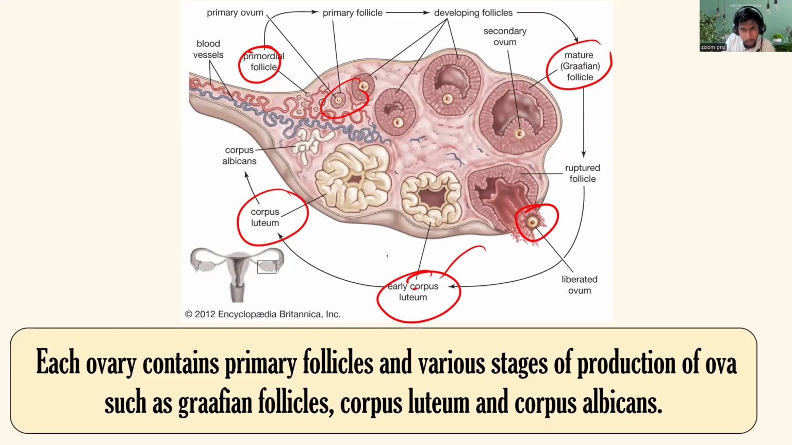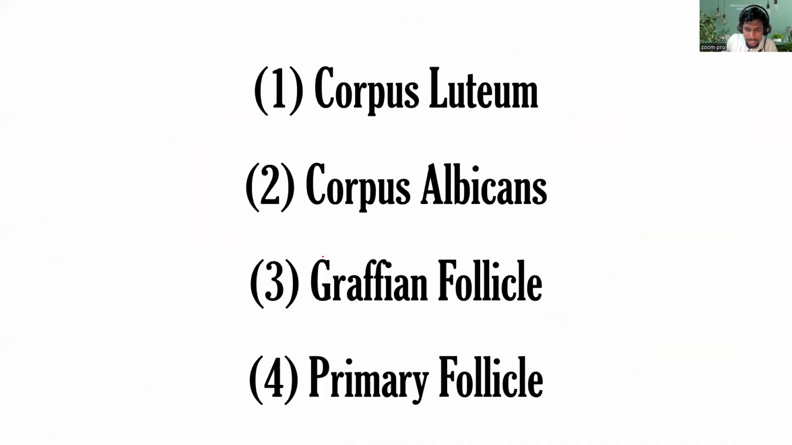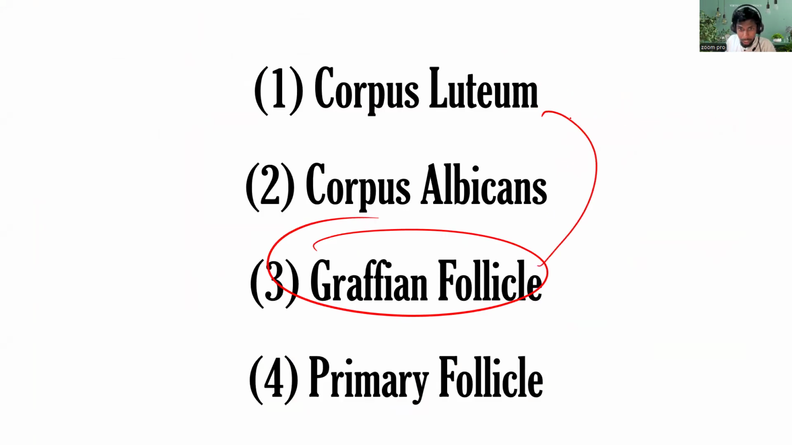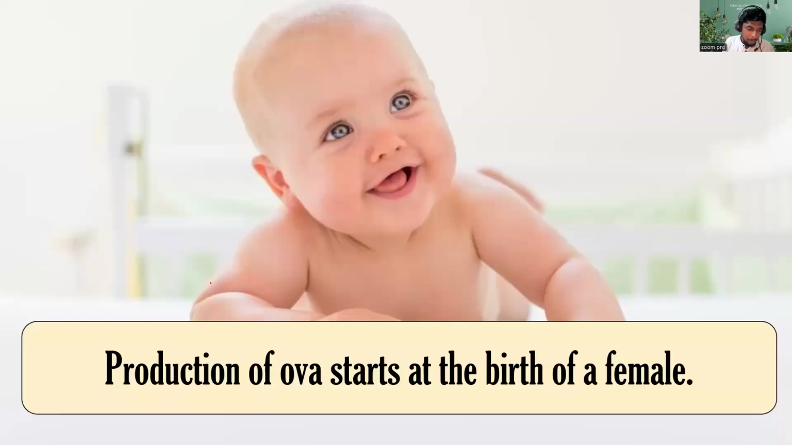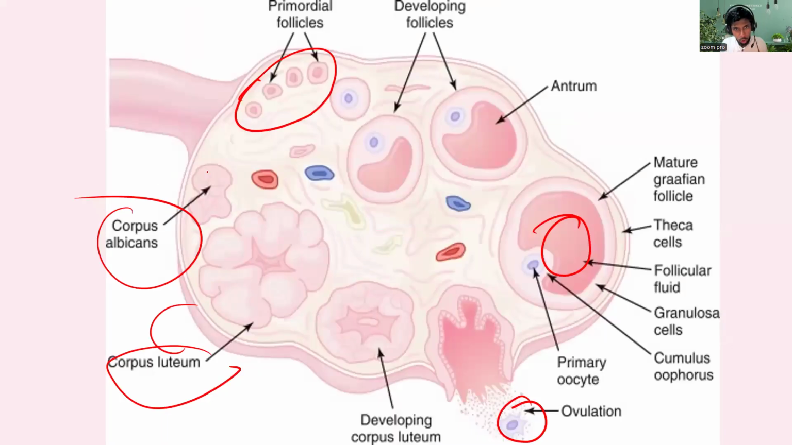So which one is responsible for releasing the ovum? That is the third answer. After the Graafian follicle, we will get the corpus. So we'll write the stages. First, we get the primary follicle. After that, the Graafian follicle. My handwriting is not that beautiful, but you know the idea. The Graafian follicle will release the ovum, and later it will turn into corpus luteum, and then after that, corpus albicans.